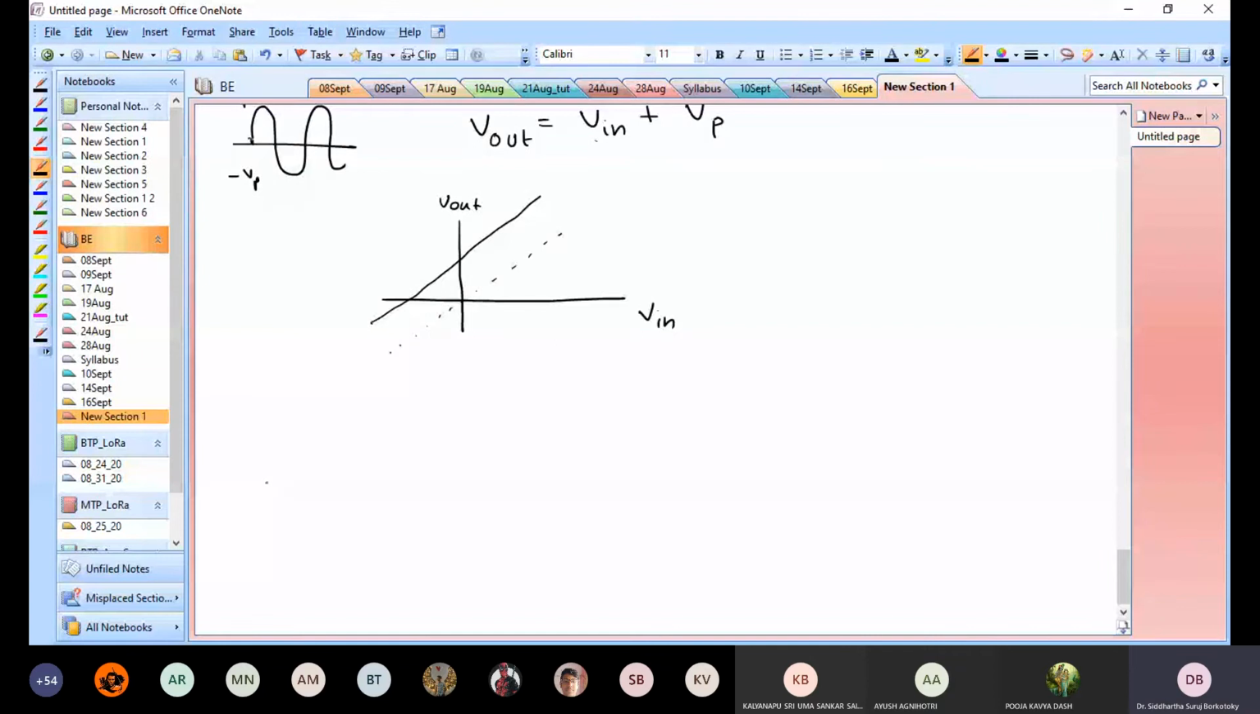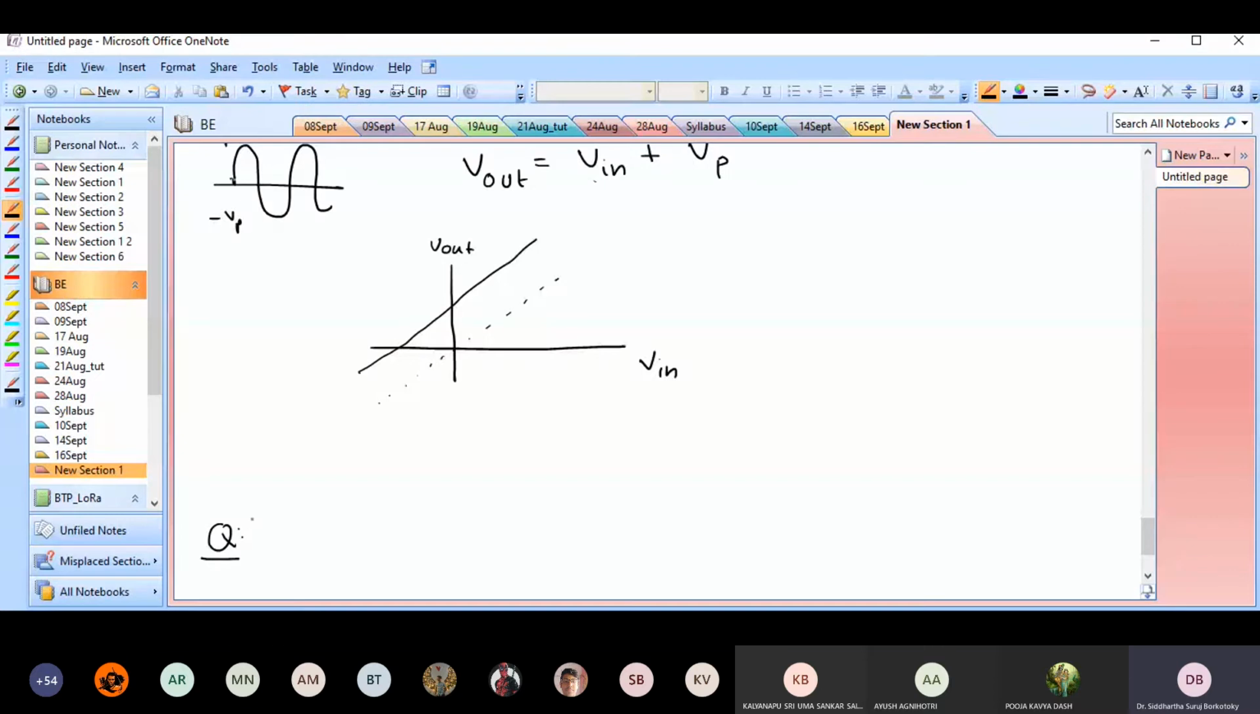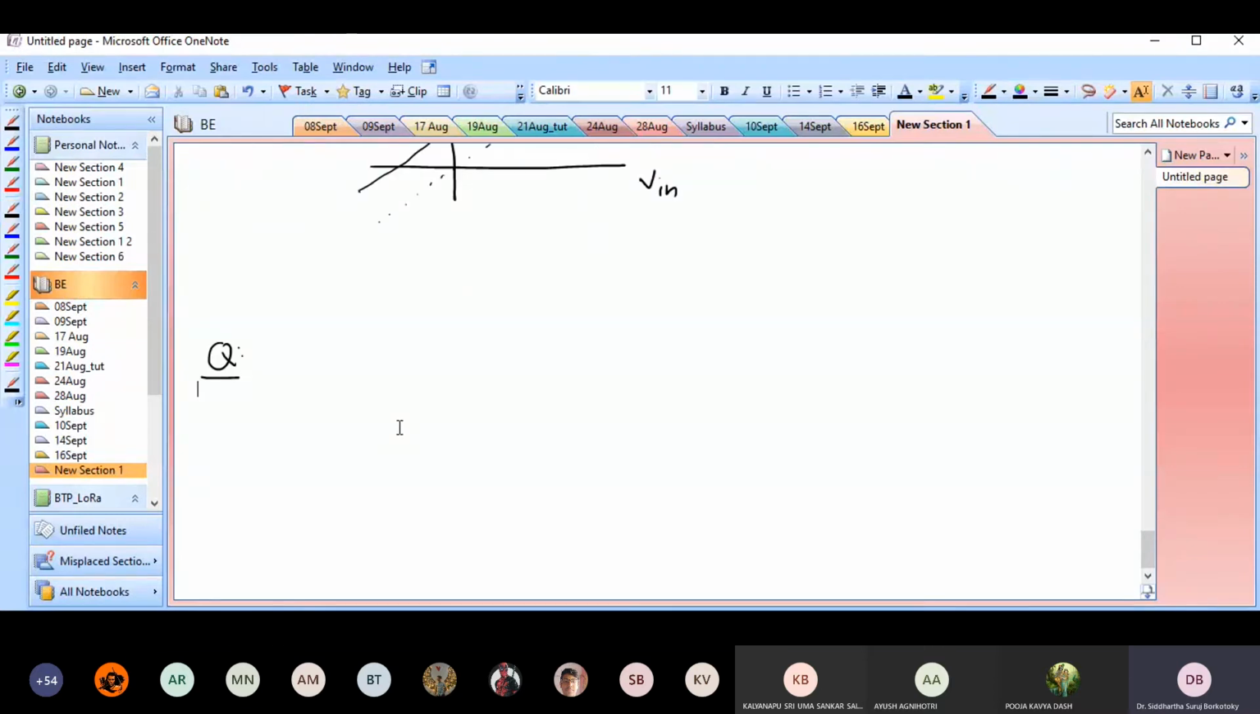Let's look at one more example, but this has nothing to do with transfer characteristics. It is another type of diode circuit. Again, what we are currently doing is just trying to get familiar with different types of circuits, their representations, and how to analyze them.